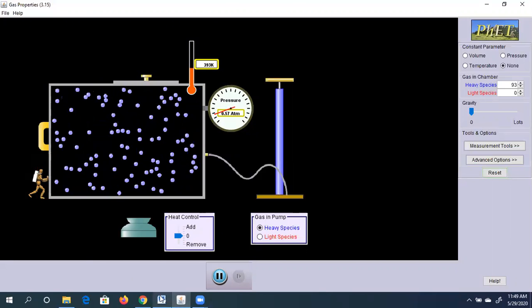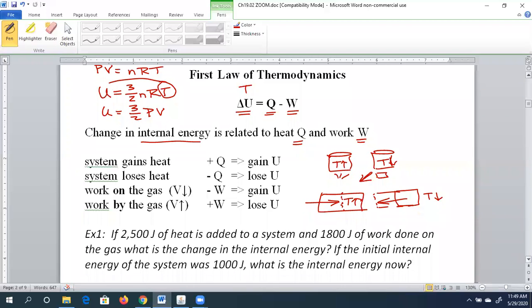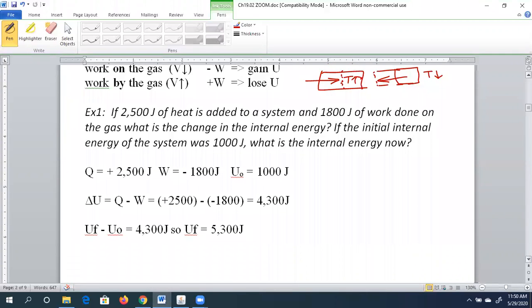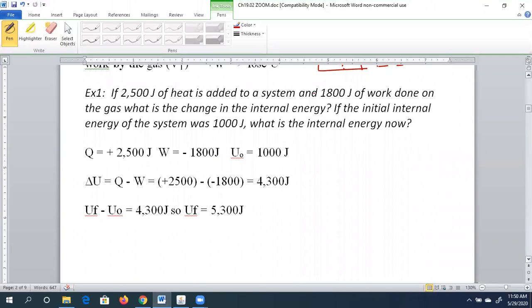Okay, let's try our example now. I would encourage you for all of these to think about what the system's actually doing. So we've got a box of gas here, and we're doing two things to it. We're putting a flame underneath it and heating it up, so we expect that to increase the temperature. And we're doing work on the system, so we're going to push on this and make the volume smaller. We expect that to raise the temperature as well. So we have two things that are increasing the temperature. We should see a big change in thermal energy.